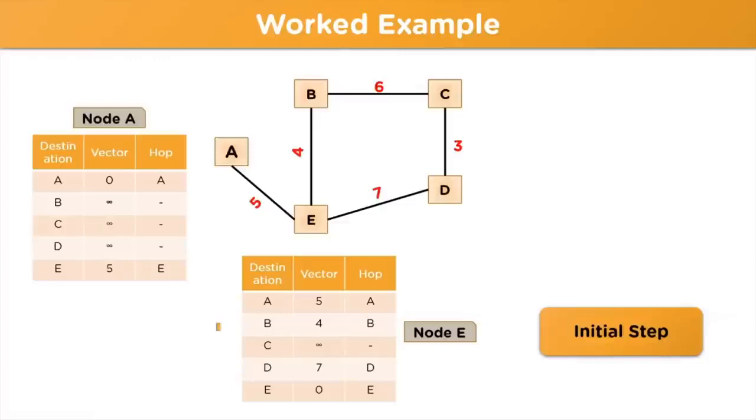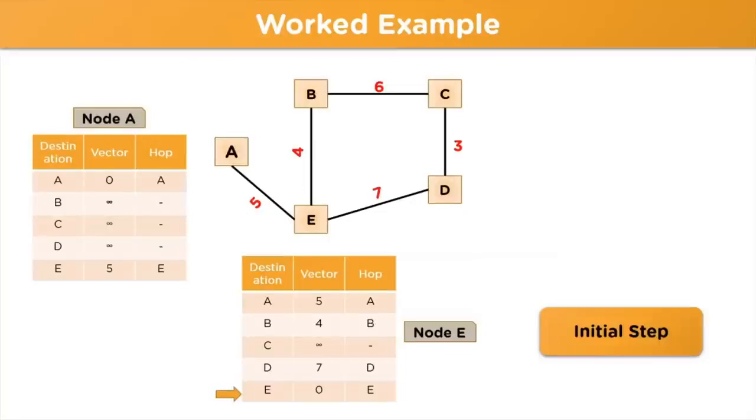Then we have destination as node B. According to the model, the distance vector should be 4. Then we have destination as node C. As given, there is no direct connection between node E and node C. That determines the value would be infinity. Then we have node D, which represents direct connection with node E, and the value is 7. And lastly, destination E from initial point E would be 0 vector.